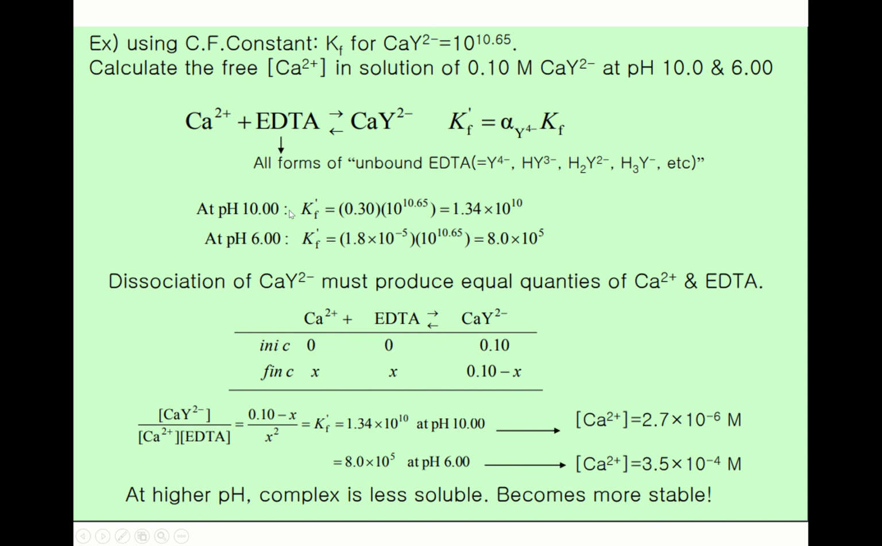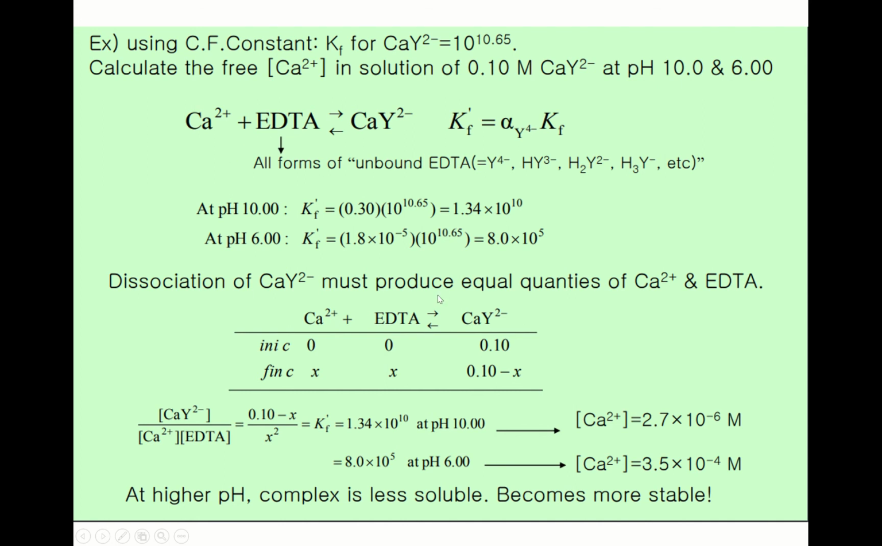At pH 10, the conditional formation constant is 1.34 times 10 to the 10, smaller than this one, and at a lower pH of 6, Kf prime is this one. This is quite low at the low pH, and still Kf prime is 8.0 times 10 to the 5. This is still a very large number because the original formation constant is really large. That's why even at pH 6, it is possible to determine calcium ion concentration with EDTA.